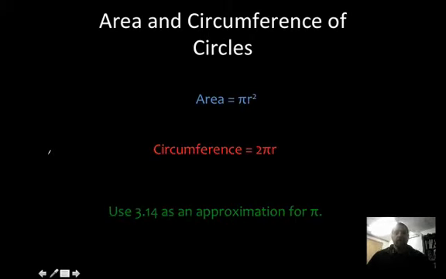Good morning. In this video we're going to look at the area and circumference of circles. Started out by writing down the formulas. Area of a circle is equal to pi times r squared, where r represents the radius, so radius times radius. The circumference, on the other hand, is equal to 2 times pi times radius. Anytime I use these formulas, I'm going to use 3.14 as an approximation for pi.